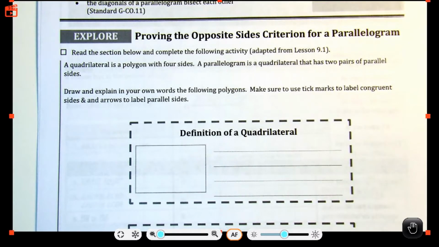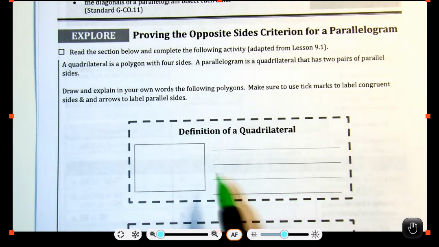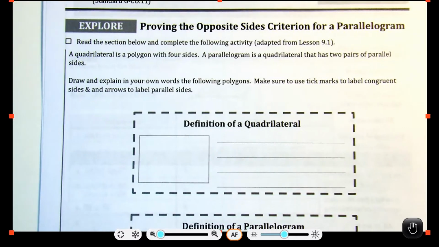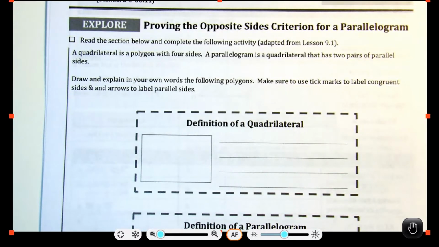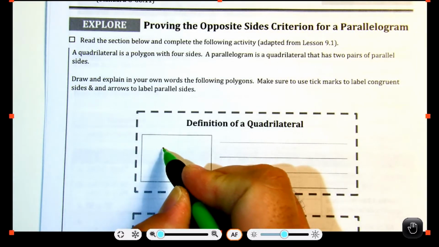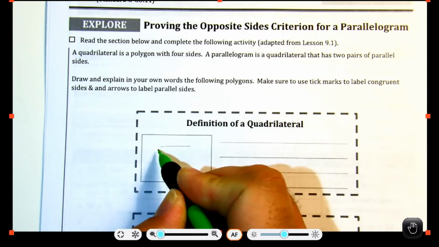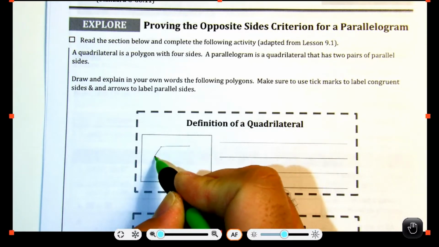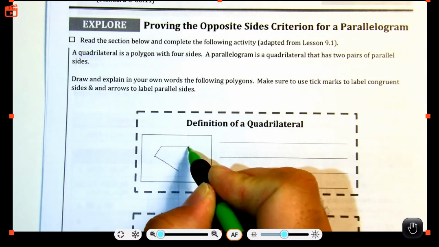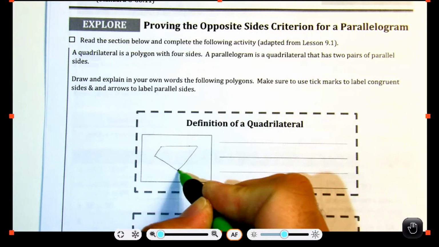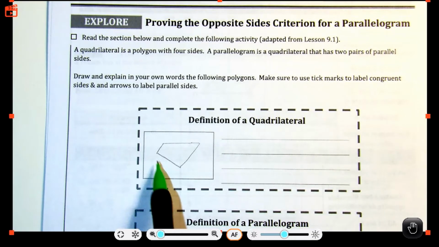So over here where it says definition of a quadrilateral, we're just going to be drawing a four-sided shape. Because this is a quadrilateral, it could be any four-sided shape. So this has four sides. This is a quadrilateral.